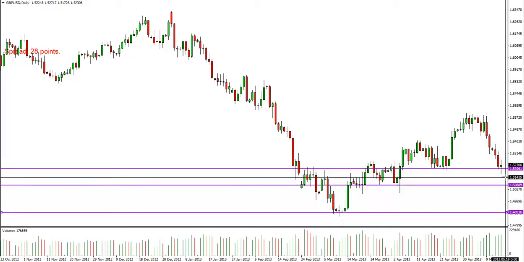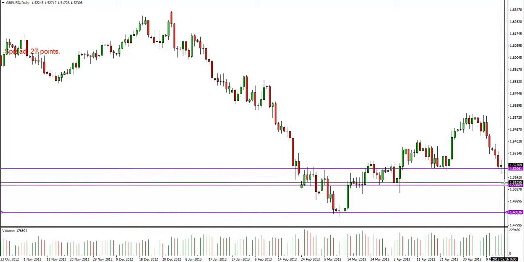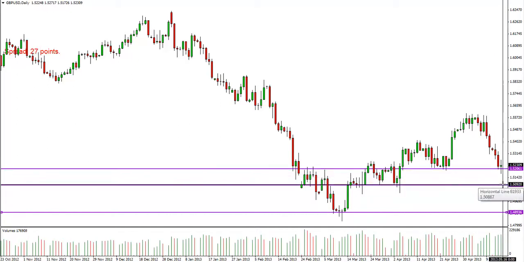The first target that we are going to focus on is 1.5100, and then the next target that we're going to focus on is 1.5080. That's a fulcrum area. So that being said, the more we consolidate into this area, the more we're going to have a short signal that's going to follow through to the next two targets.